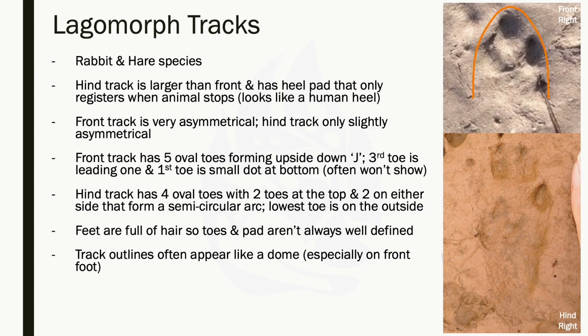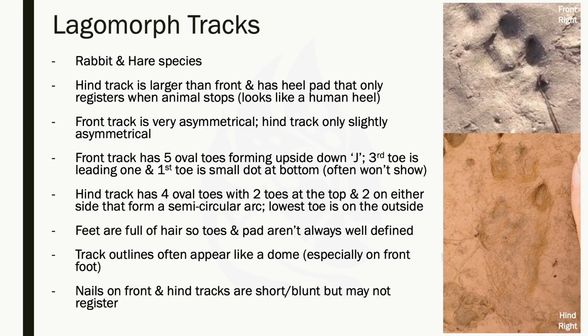So you can think of almost like a capital shape. And again, when you don't have a well-defined track, this is something that you can look for to help you confidently identify it as a rabbit or a hare species.